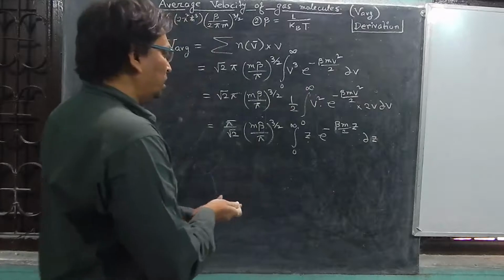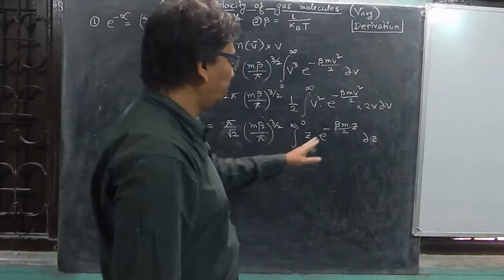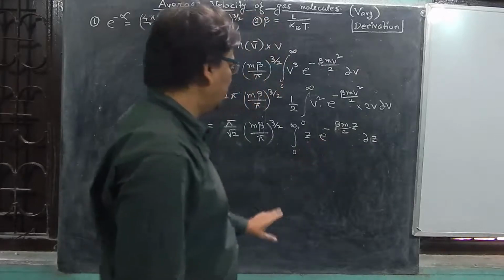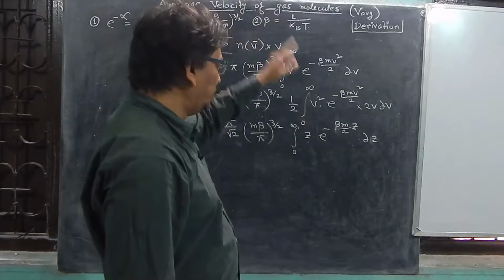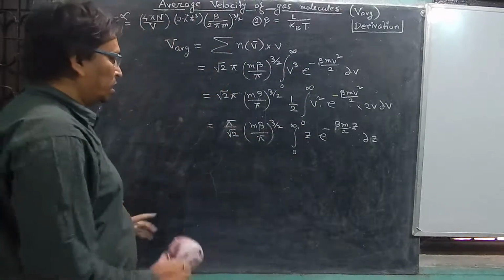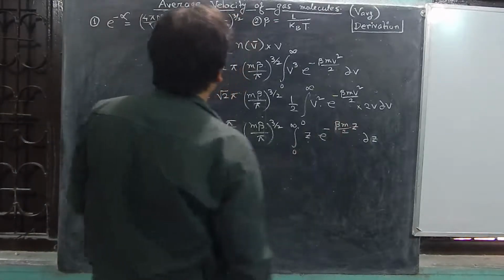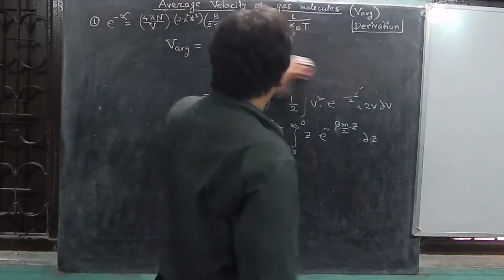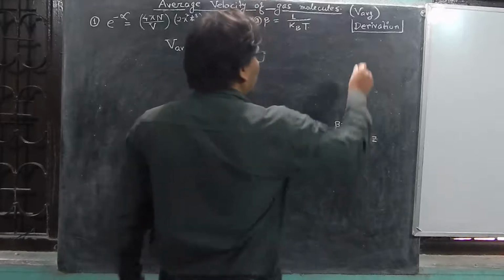Okay, so this is our integration. Actually, what we have taken is v square equal to z, so 2v del v is equal to del z. So this is the integration, and the limit has not changed, because if v tends from 0 to infinity, then v square also tends from 0 to infinity, so that's why the limit remains the same. Now at this condition we have to make a little assumption so that our integration becomes easier.